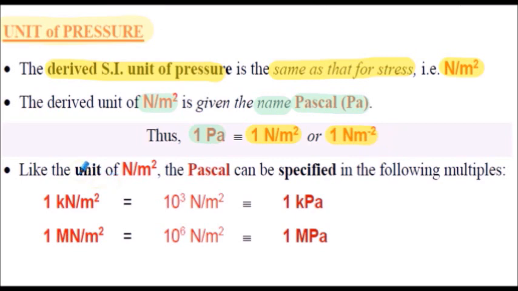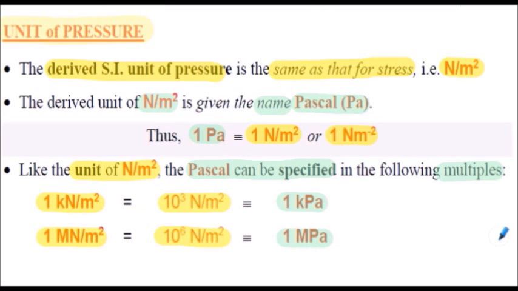So like the unit of the Newton per meter squared, the Pascal can be specified in various multiples. So for example, 1 kilonewton per meter squared, which is 10 to the 3 newtons per meter squared, of course, can be written as 1 kilopascal, or 1 meganewton per meter squared, which is 10 to the 6 newtons per meter squared, can be written as 1 megapascal. And within industry, you will find the Pascal is often used for the specification of pressures.